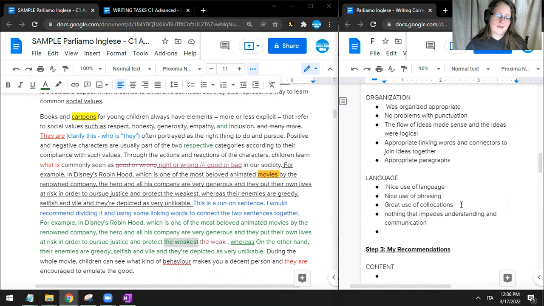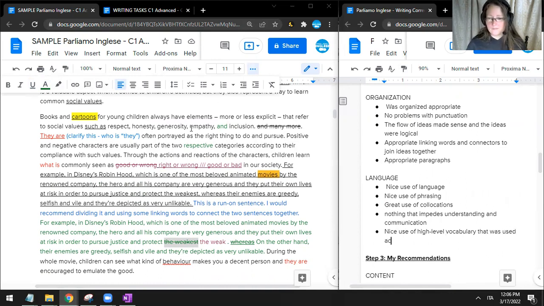Nothing that impedes understanding your communication. And also you've used some really nice, high-level vocabulary, and that was used accurately. So, for example, empathy and inclusion often portrayed their compliance with such values.